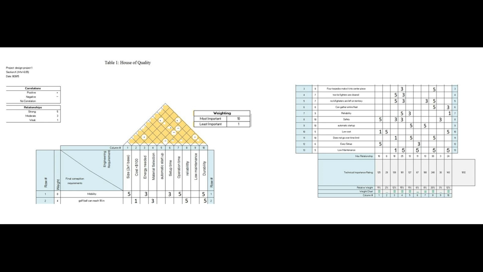Using the competition's most important ratings and relationship matrix, the most significant engineering requirement is revealed to be consistency, followed closely behind by material selection. The house of quality reveals the most important aspects our team will need to focus on throughout the creation of the final project.